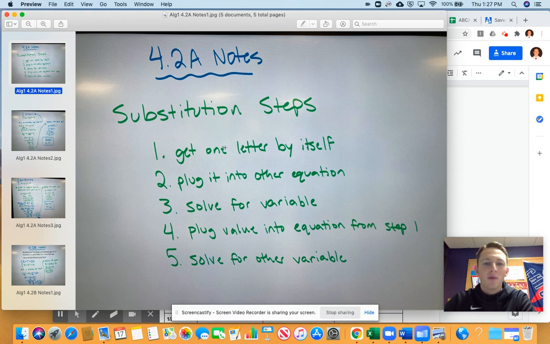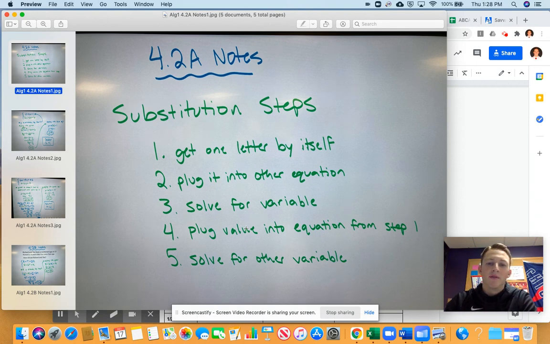So we are going to pick one variable. There's going to be a top equation and a bottom equation. There's probably going to be an x and a y in both of them, and we are going to pick one of those letters to get by itself. So we're going to try to move everything over to the other side and get that letter by itself. Once we get that variable by itself, we're going to plug it into the bottom. So if we get x from the top by itself, we're going to plug it in to the x on the bottom. And then we're going to solve for that variable.